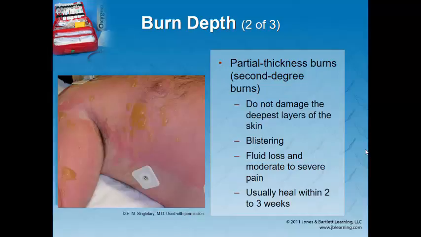Partial thickness burns that are deeper, that are not superficial, we call second-degree burns. So they damage the epidermis and the dermis, just not the deeper layers of the skin. The biggest thing that you see is blistering, and you can see the blistering on this patient here. Fluid loss can be moderate to severe. They start shifting fluid into those blisters, which we don't break because it's a seal, it's a solid formation. When we break that, we invite more infection in.